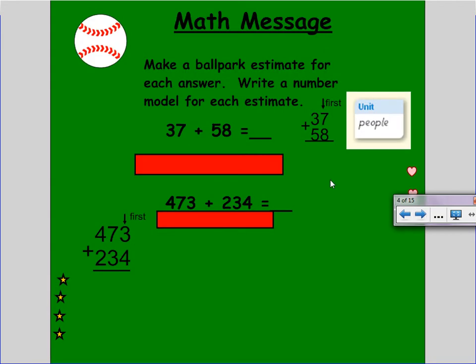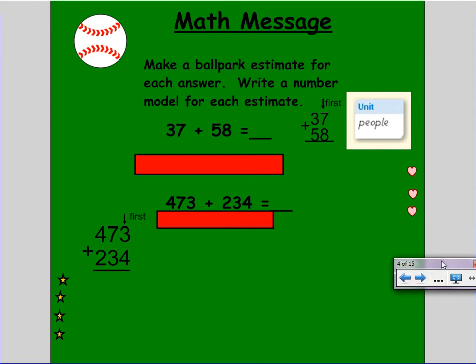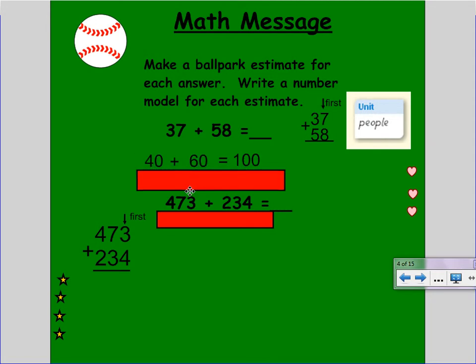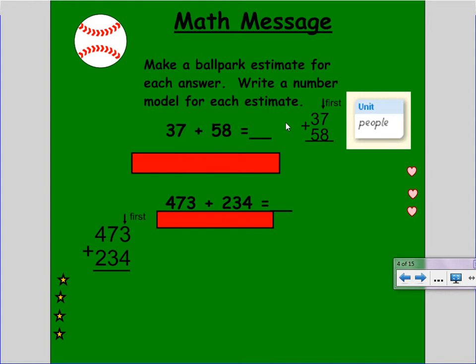This is just a review again on estimating. You're supposed to make a ballpark estimate for each answer, write a number model for each estimate. So 37 plus 58, what is 37 closer to? And what is 58 closer to? Yes, 40 plus 60 does equal 100. So then we know that this will be close to 100. So let's find out what that answer is.